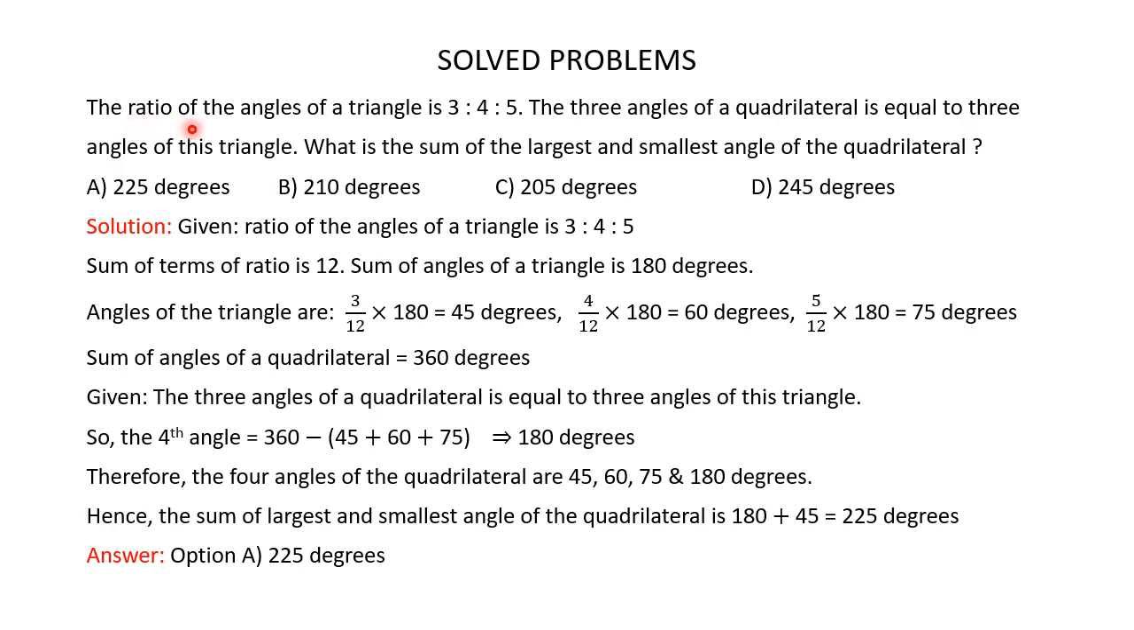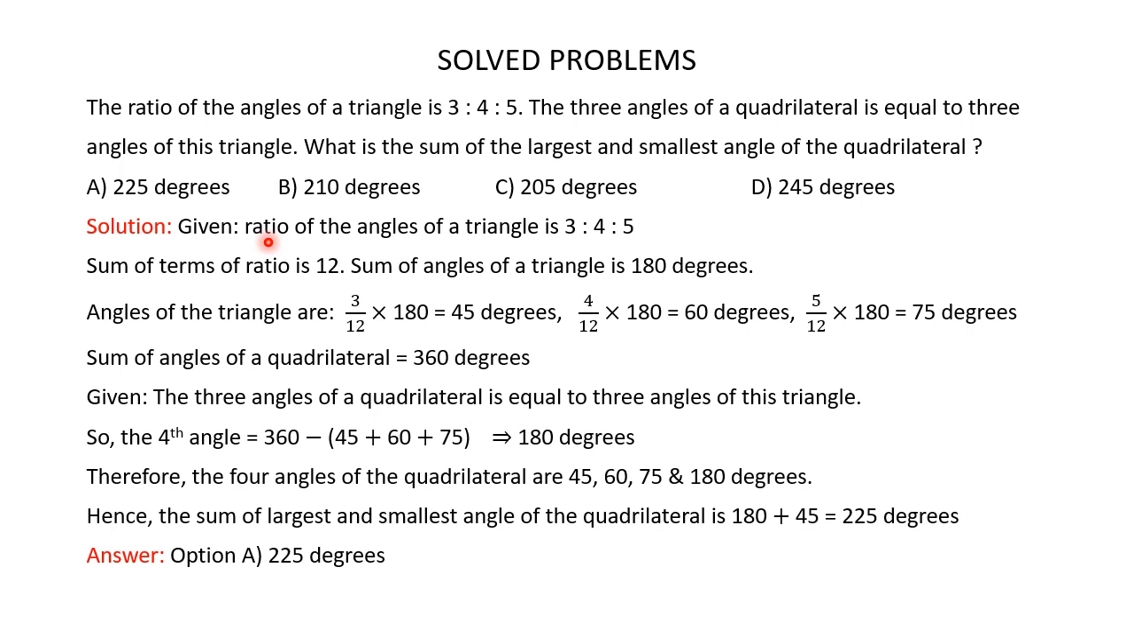The ratio of the angles of a triangle is 3 is to 4 is to 5. The three angles of a quadrilateral are equal to the three angles of this triangle. What is the sum of the largest and the smallest angle of the quadrilateral? You are given 4 options and you have to find out which of these options is the correct one.